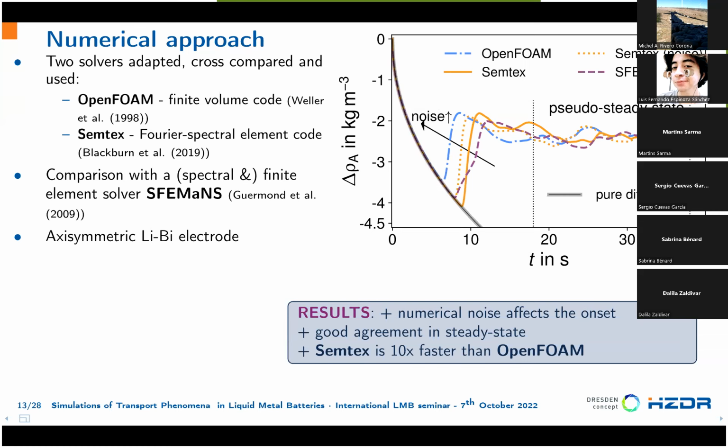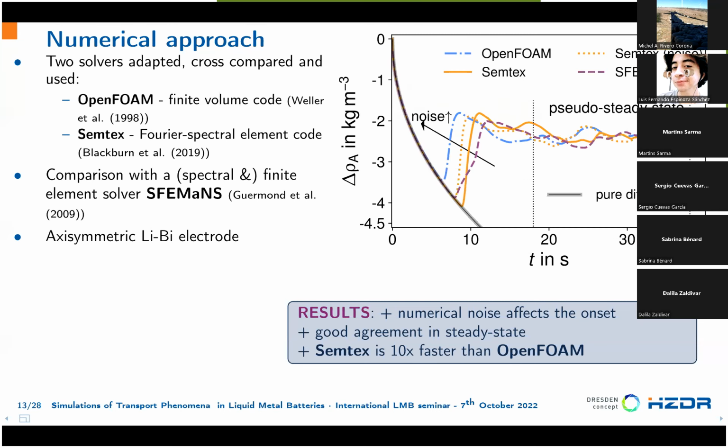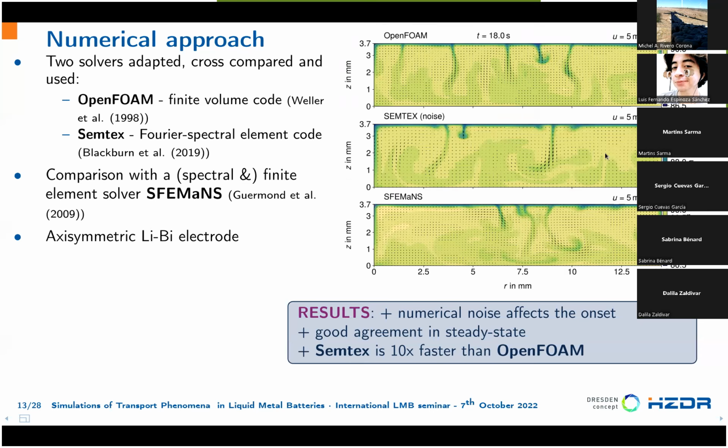Later, during the pseudo-steady state, the three solvers converge to a similar pseudo-steady state evolution. And if we now compare the concentration and the velocity distribution at the same time, we see that the structure size is similar across the three solvers. And yeah, the phenomena look quite similar. So this means that we have a good agreement between the three approaches.